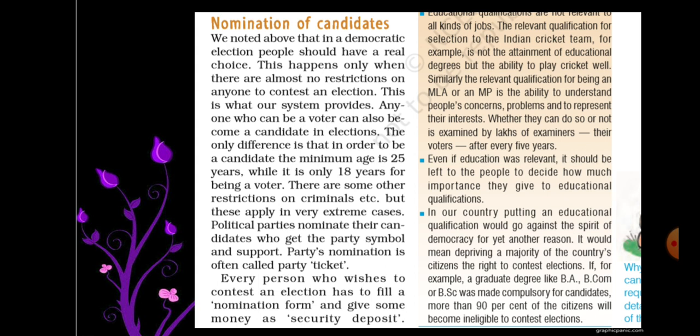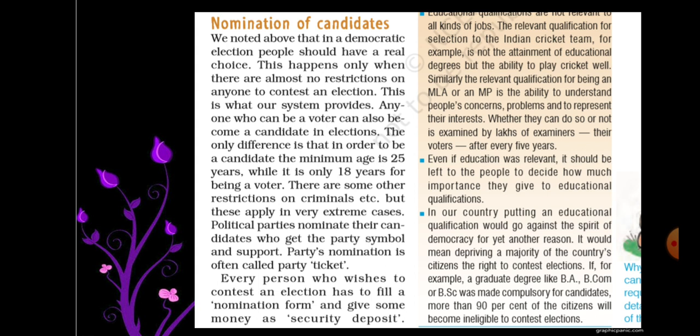Anyone who can be a voter can also come as a candidate in an election. So who can be the candidate in an election? Anyone who can be a voter can also be a candidate. In order to be a candidate, the minimum age is 25.